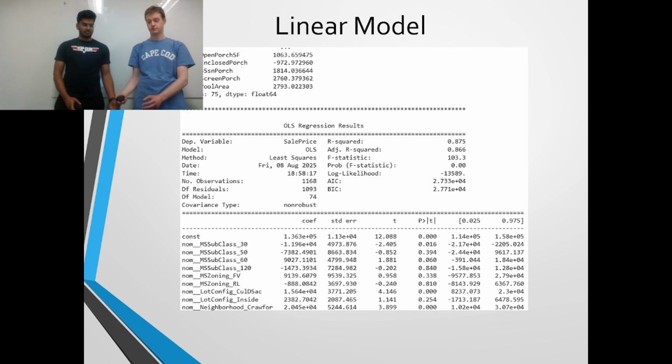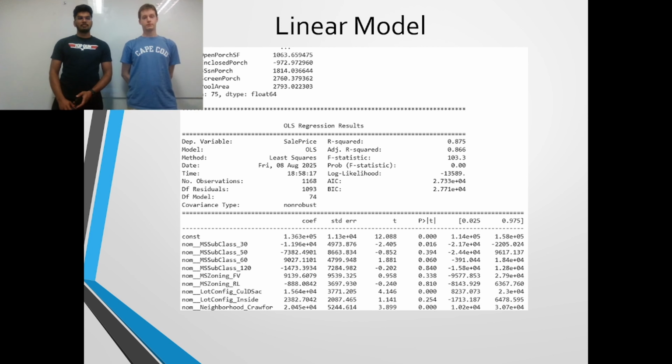Okay, so moving further with the linear model. At first, in our linear model, we decided to use statsmodels so that we could determine statistical significance for our predictors. Our linear model had an adjusted R-squared of 0.866, which means that it explains over 86% of variation in sales prices of homes due to our 74 features. For example, the column at the bottom, nominal neighborhood, is Crawford. A home being in the Crawford neighborhood increases the potential sales price of the home by $20,450, holding all else constant.